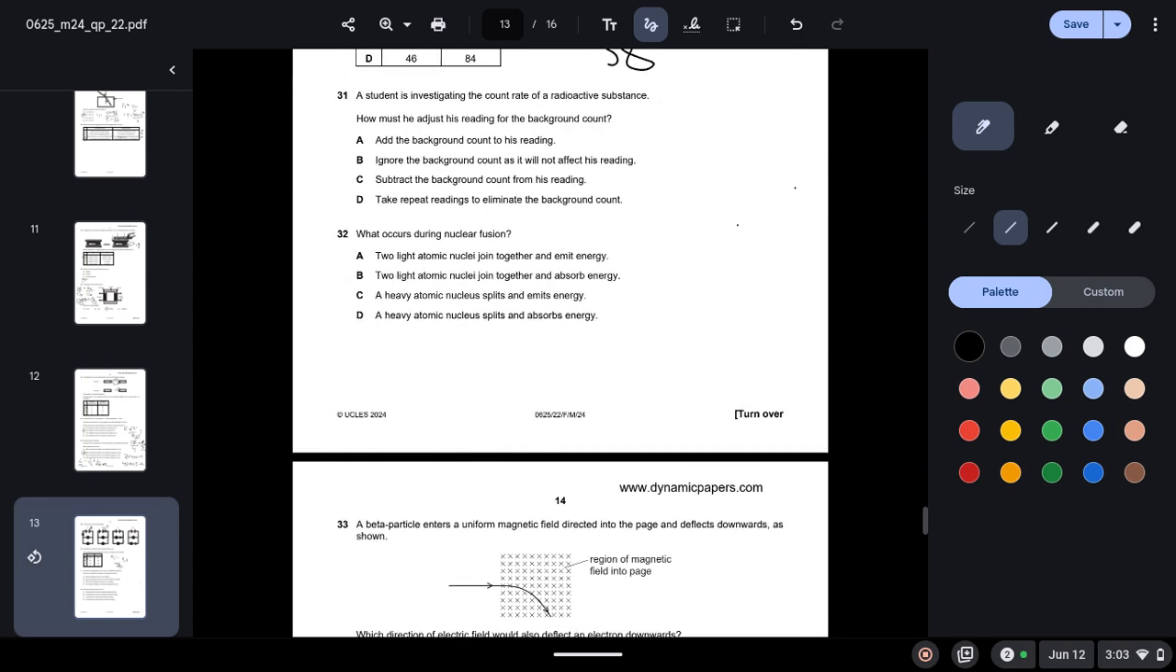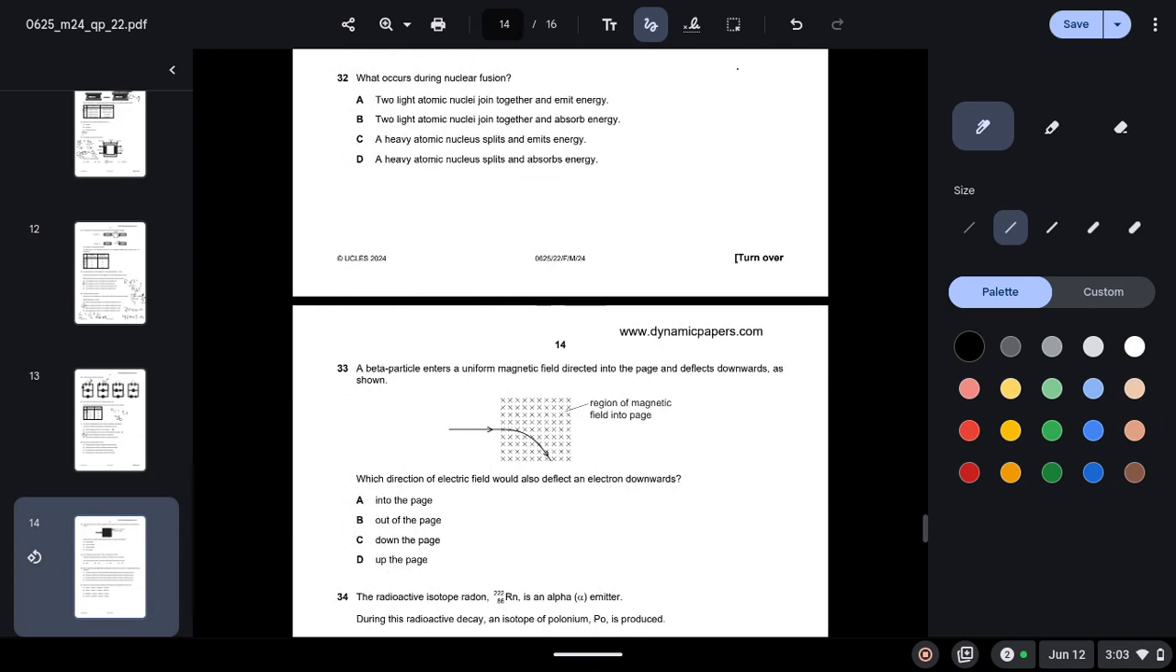The student is investigating the count rate of a radioactive substance. How must he adjust his reading for the background count? Add the background count to his reading. This is incorrect, because the reading he will get will already have the background count, so there is no need to add it. Ignore the background count as it will not affect his reading. Incorrect. Background count is always there and it will always affect the reading. Subtract the background count from his reading. So this is correct. When he subtracts the background count, he will get the actual reading of the radioactive substance.